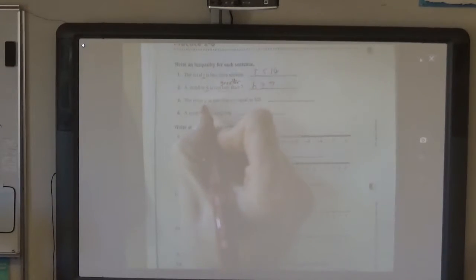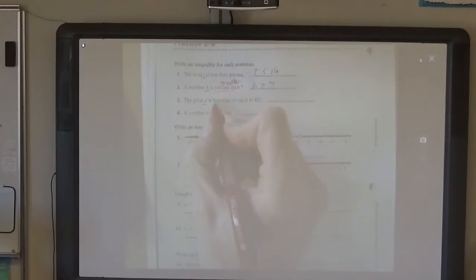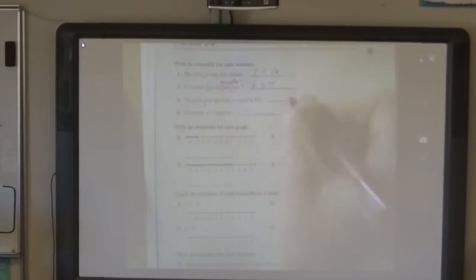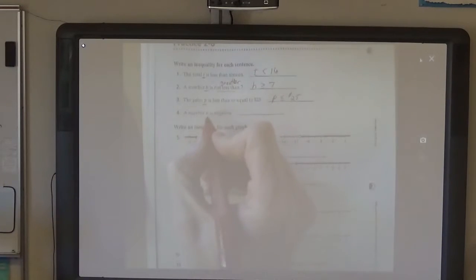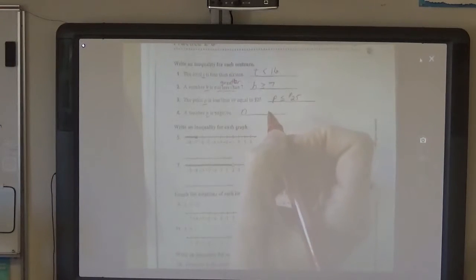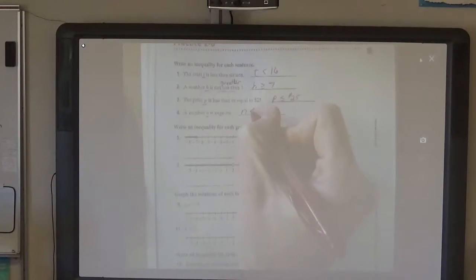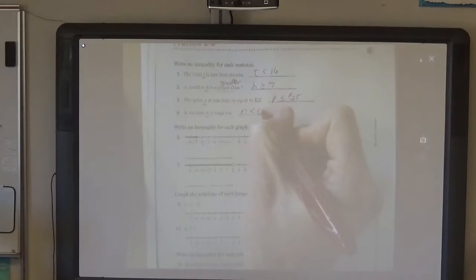Number 3, the price P is less than or equal to 25. Oh, that makes sense. This one makes sense, but the other one doesn't. And number 4, a number n is negative, which means it cannot be 0. It has to be less than 0.